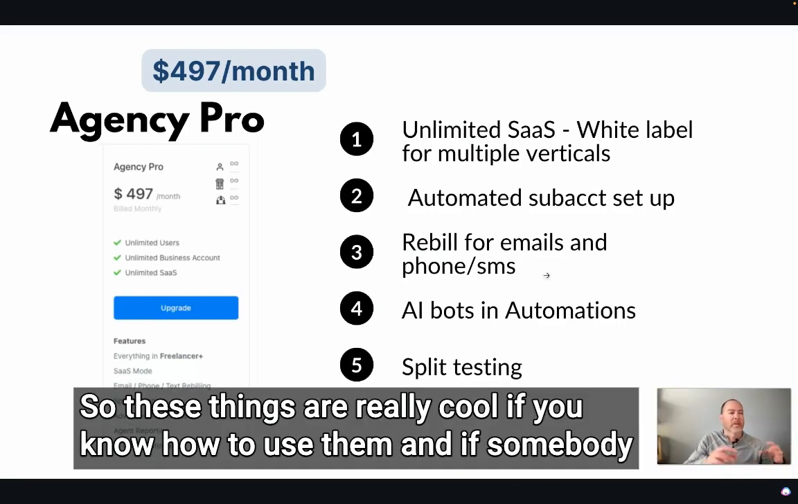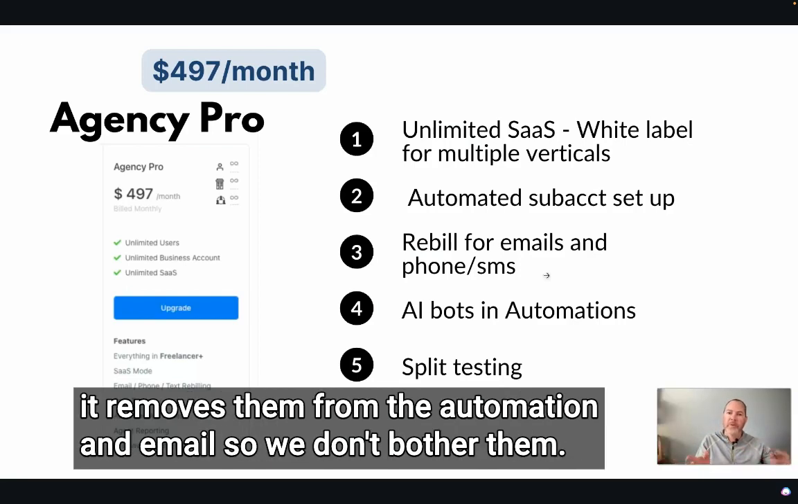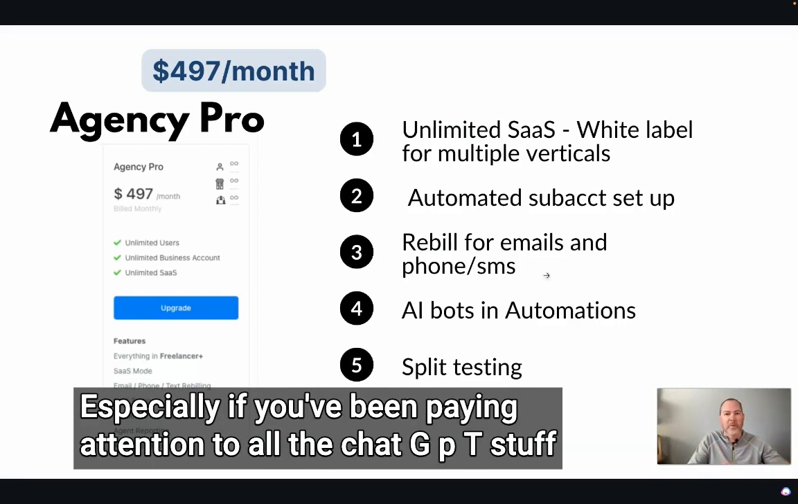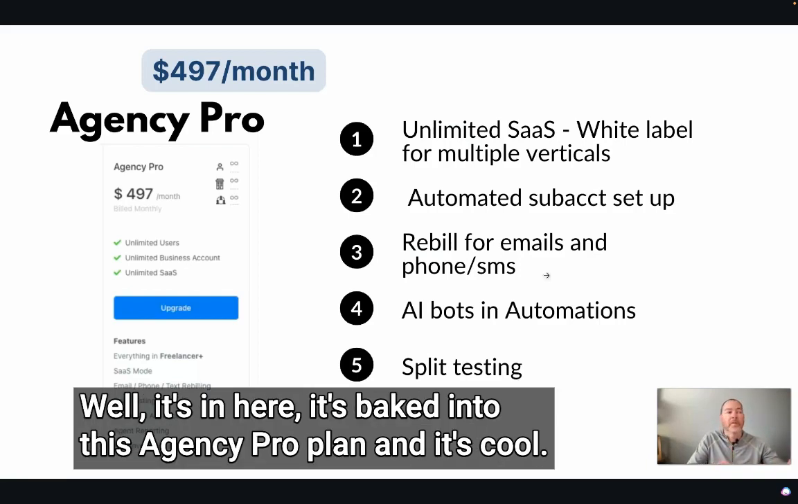It just does it. So these things are really cool if you know how to use them. And if somebody responds, hey, I'm not interested, then it reads that and it puts them into a flow where it removes them from the automation and email so we don't bother them. This is really sophisticated stuff, and they don't play it up very much, but it's huge, especially if you've been paying attention to all the ChatGPT stuff and how AI is getting involved. Well, it's in here. It's baked into this Agency Pro plan, and it's cool.